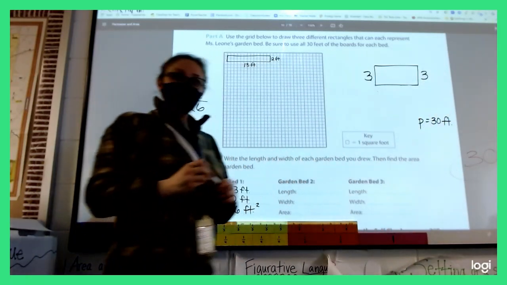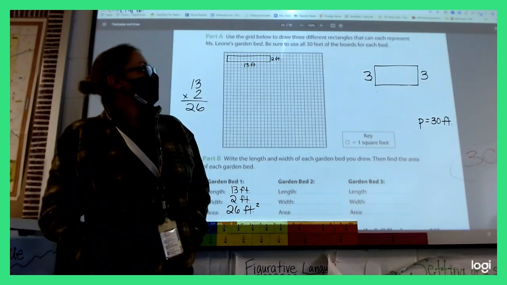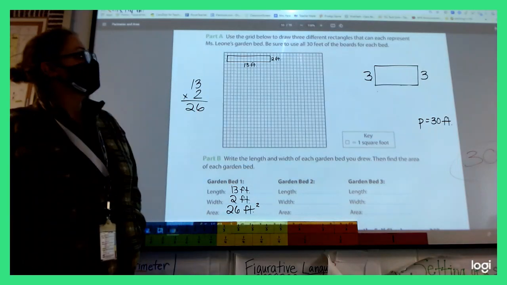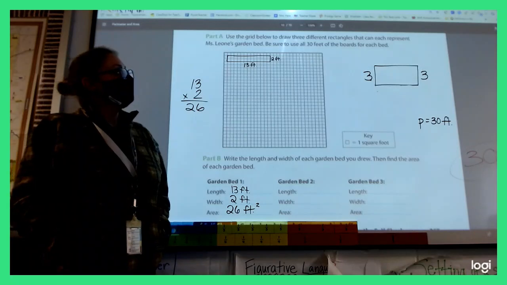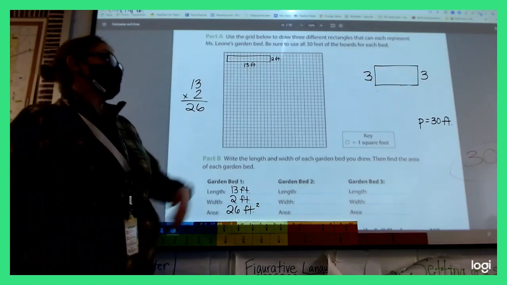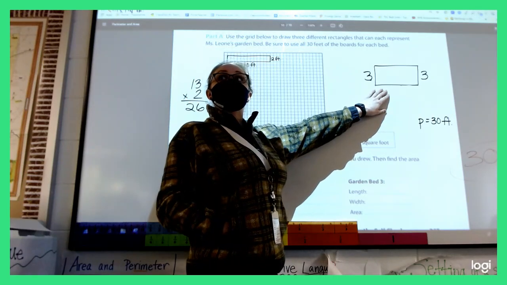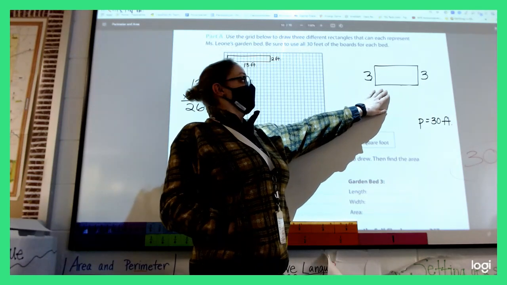All right, now who remembers what we did last time? Once we knew our width, what's our next step? Hayden? We divided? No, we added it. We added them together. So we've used up 6 feet so far. So how do I know how much feet I have left? Josiah?